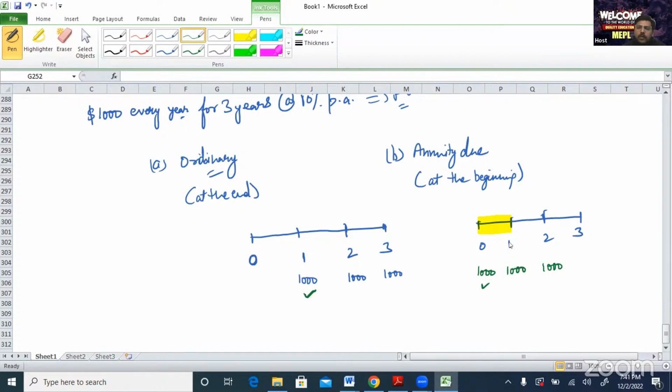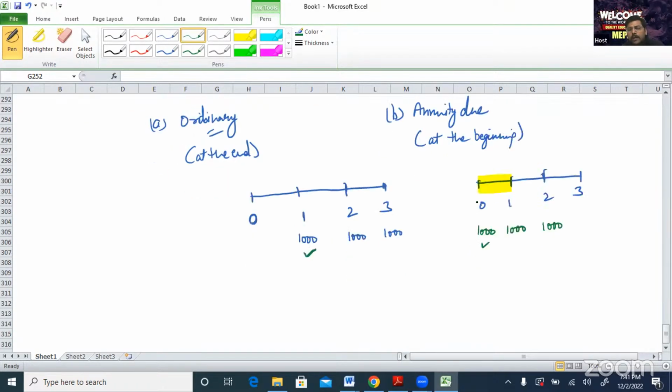So I am saying there are 3 cash flows, I am depositing $1,000 annually. Here I am depositing at the end of year 1, 2 and 3, and here I am depositing at the beginning of year 1, 2 and 3. So for example, now you see, this is a case of annuity. Yes, this is a case of annuity, as simple as that.